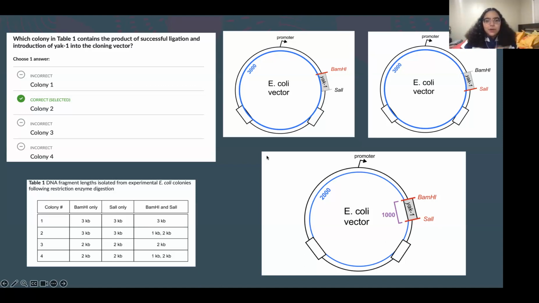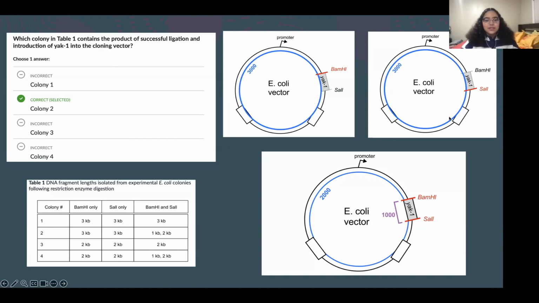So if you cut with only one restriction enzyme, you'll get the single 3 kilobase strand. If you cut with both, you'll get the YAC1, which is 1 kilobase, and the rest, which is 2 kilobases, so 3 minus 1. And so that would be colony 2, because you have that with just one. Like colony 4, the combination of the two worked out, but you're only getting 2 kilobases with BamHI or SalI only, which doesn't make sense.